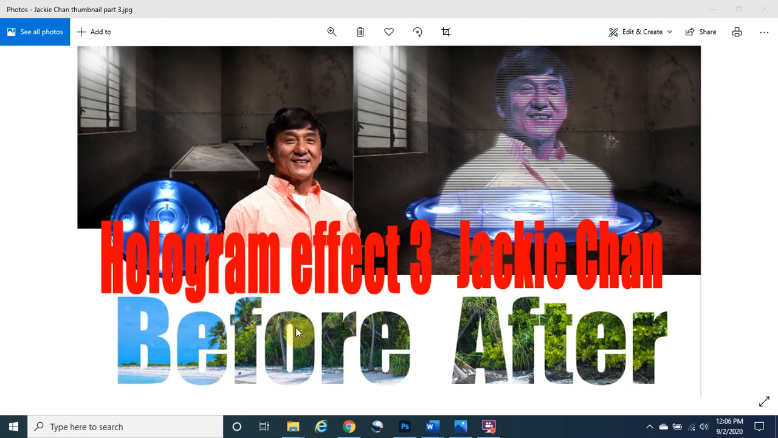And right now, we're going to continue with the hologram effects, part 3 of Jackie Chan. As you can see in the thumbnail, we have an empty, dark room, a light source, and also Jackie Chan himself. I was able to convert Jackie Chan with the two other images to make a hologram effect. I think it looks amazing, and it's going to be even more amazing when you're able to do your own project by following this step-by-step tutorial.